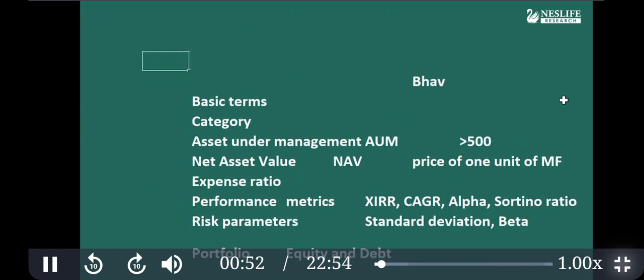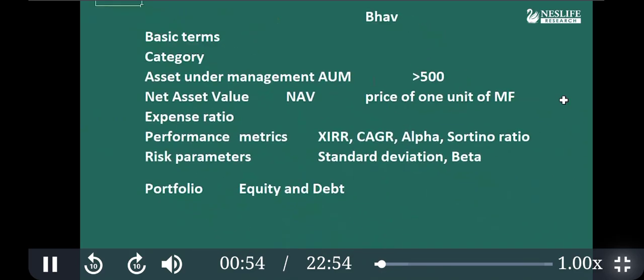Before we start the equity category discussion, let's understand a few basic terminologies used in mutual funds. The categories of mutual funds are mainly equity category, debt category, and hybrid category. These depend upon the underlying assets, equity asset or debt asset. We will discuss equity today. Another term used in mutual funds is asset under management, or AUM for short. What does it mean? Write down.